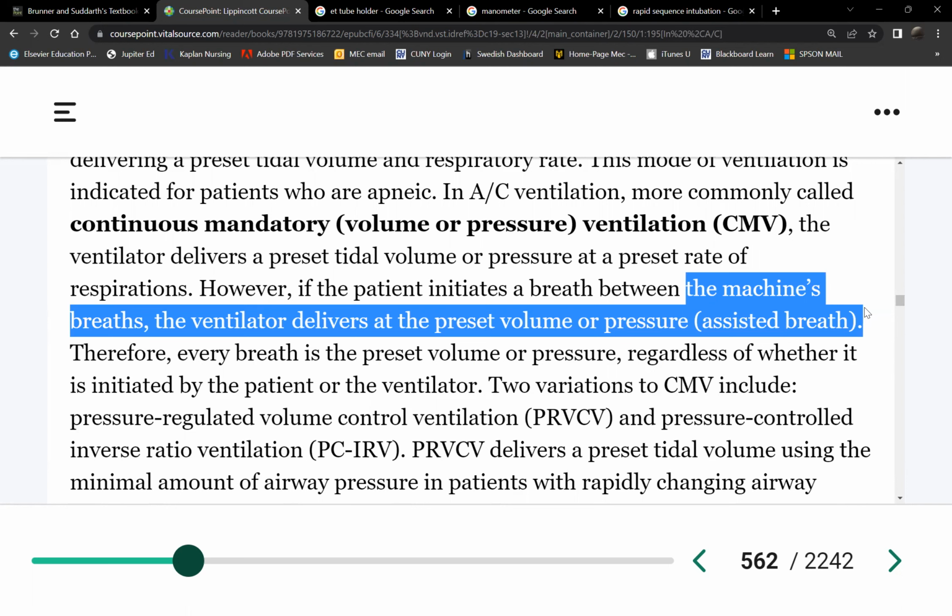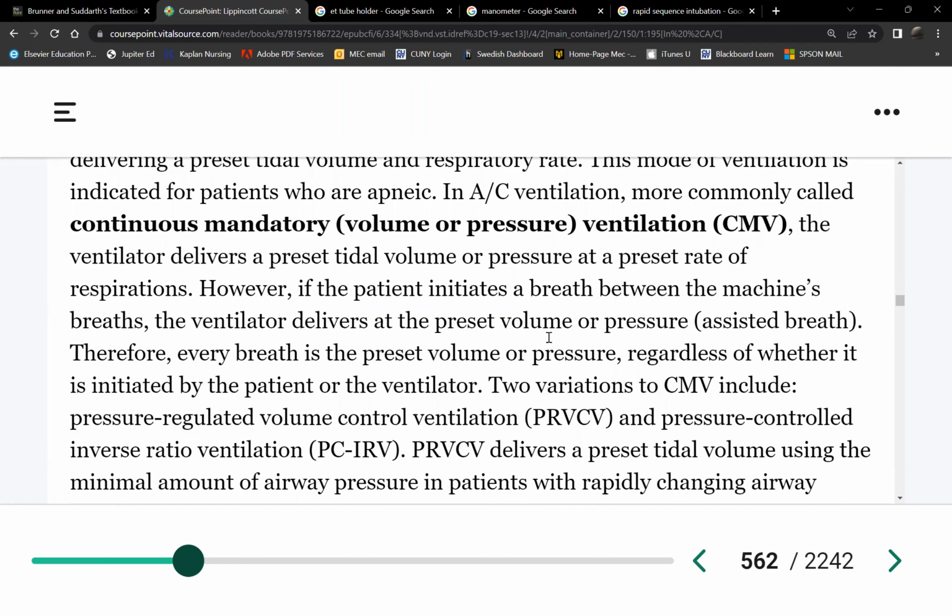Okay. Can the patient breathe in between during those 5 seconds? Yes, they can. However, what will happen when they initiate a breath? What will the vent do? The patient will receive the preset tidal volume. Therefore, can the patient control how much tidal volume they receive?